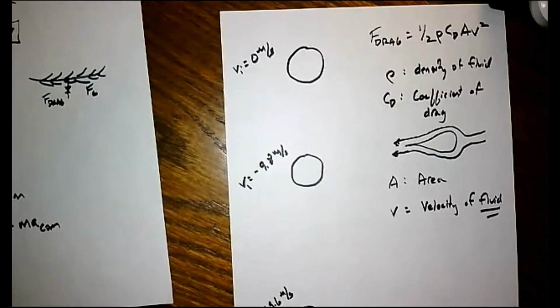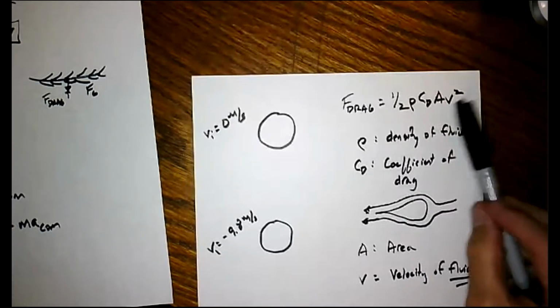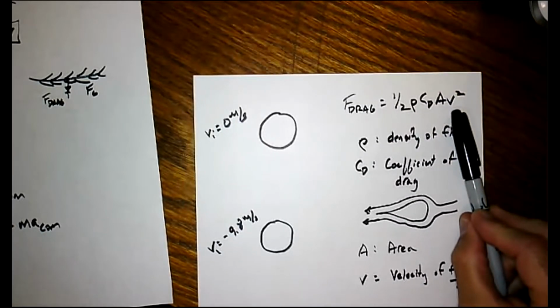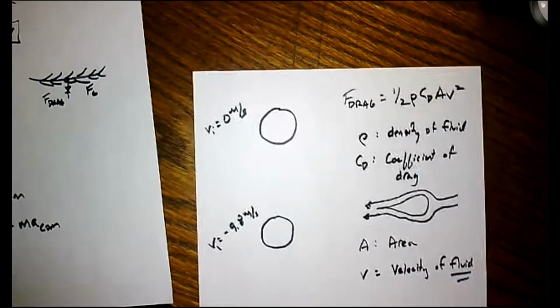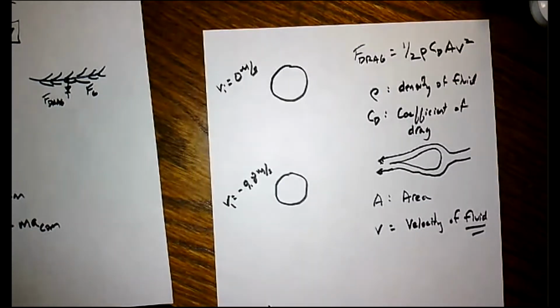But if we have a current, or if we have air being pushed around the object, maybe by a fan or something, well, then the velocity of the fluid is not the same as the velocity of the object. And in this equation, the correct way to present this is to say this is the velocity of the fluid. Okay, and then we work off of that to determine the velocity of the object. All right, so that's the drag force.